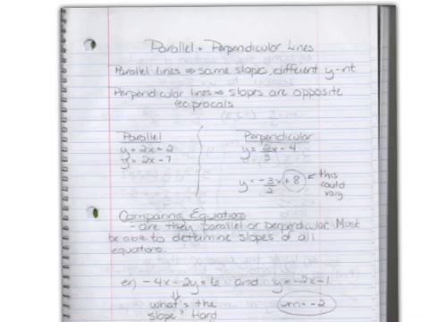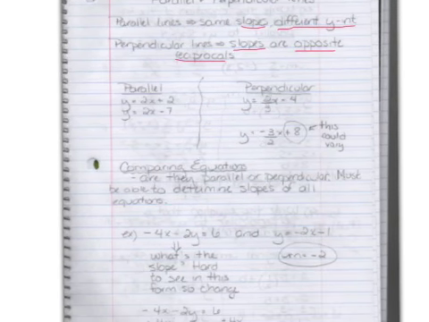Parallel lines, if you remember, always have the same slope, different y-intercept, right? Perpendicular lines have slopes that are opposite reciprocals. So I've shown you a couple of examples here where we have parallel lines, and of course they both have a slope of 2. And then the perpendicular lines, the two of them, one has a slope of 2/3, the other one has an opposite reciprocal of -3/2. So we just take it and flip it. One was positive, one was negative.